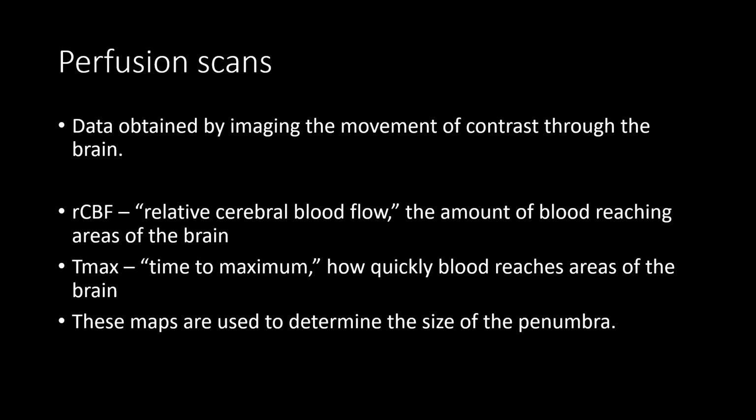CBF shows the relative amount of blood that is going to each part of the brain, while Tmax is a marker of how quickly blood gets there. If the CBF falls below a certain threshold in an area of the brain, then that area is likely not getting enough blood flow to stay alive.